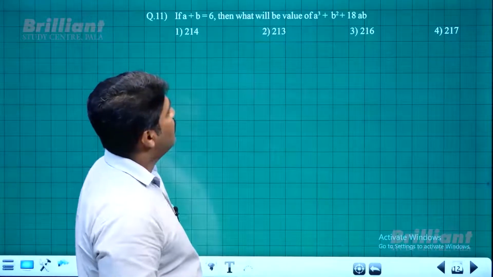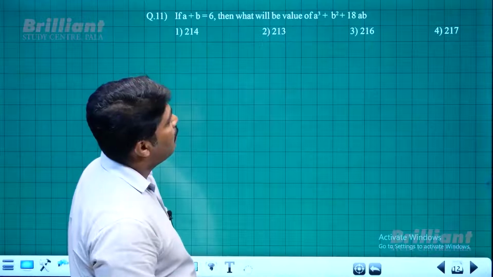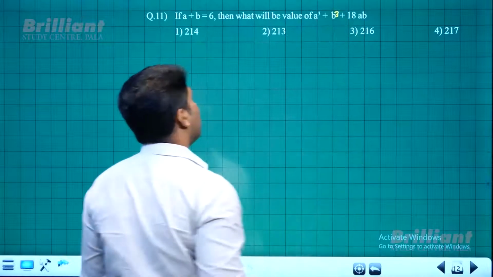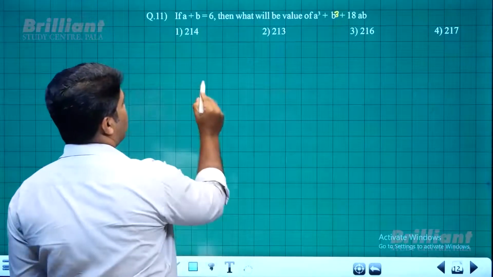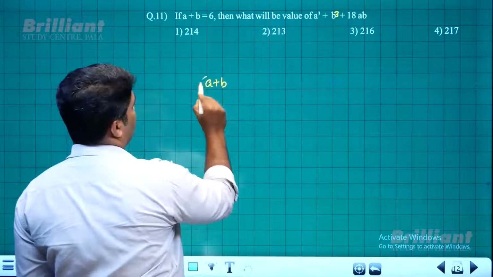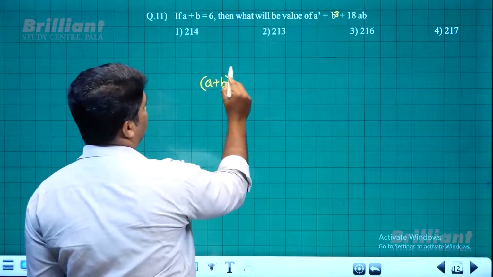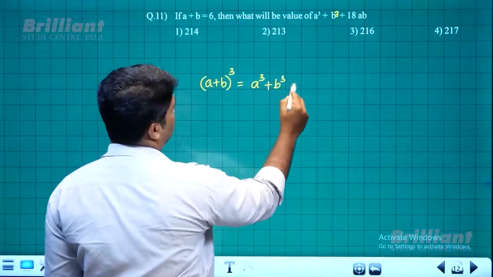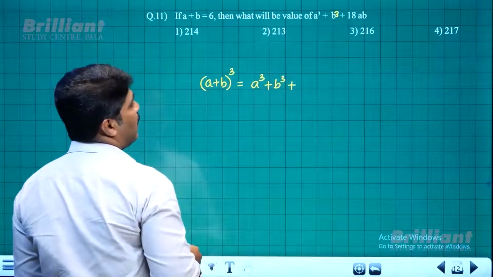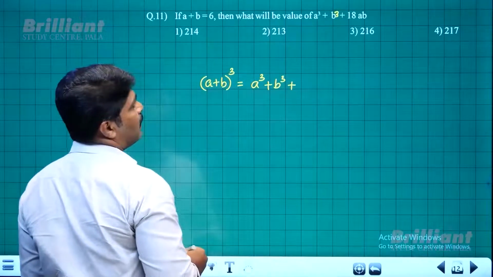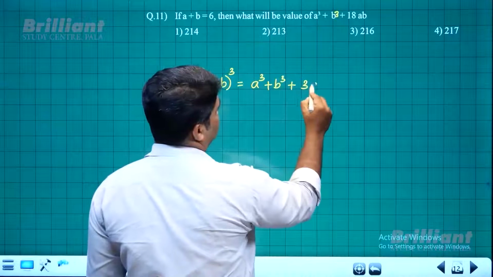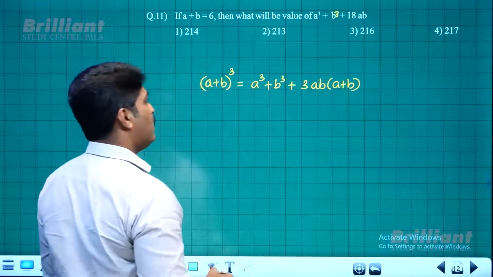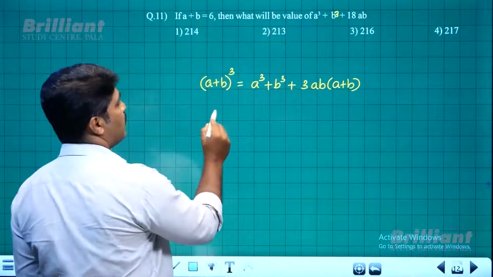A plus b is 6. Then what will be the value of a cube plus b cube plus 18ab? So here the expression is a cube plus b cube plus 18ab. So what you want to do, you just consider a plus b equal to 6. Therefore, (a plus b) the whole cube. What is (a plus b) the whole cube? a cube plus b cube plus 3ab into (a plus b). Got it? So like that, we just consider 3ab into (a plus b), this expansion. So therefore, here we need to consider (a plus b) the whole cube.